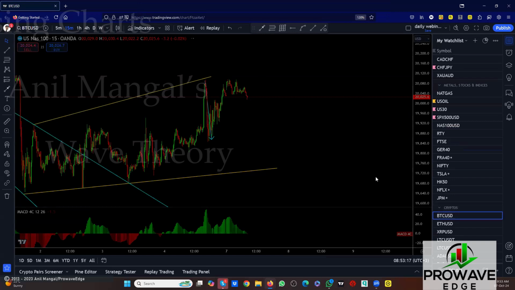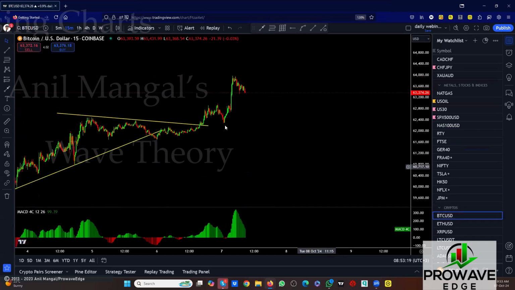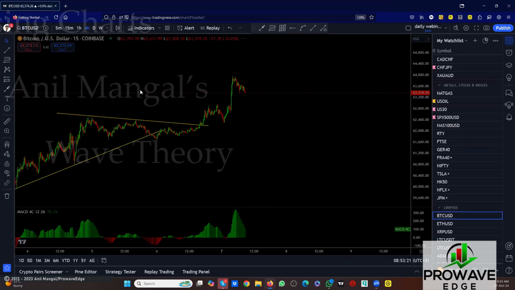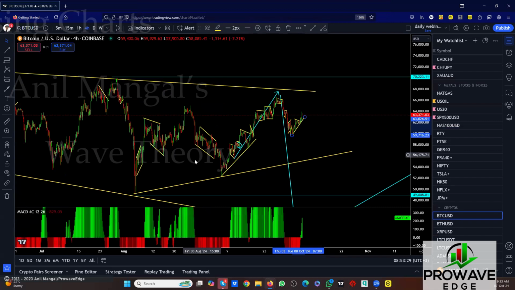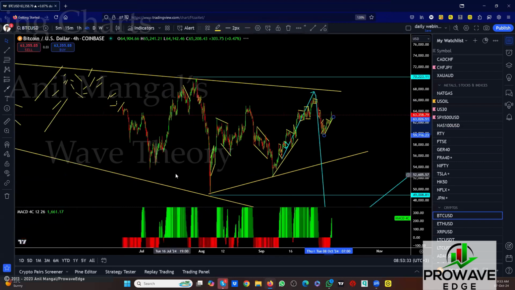Let's see, Bitcoin. Bitcoin went up a little more. Let's go to the 4 hours. So we're correcting this one here. I think we're correcting it. We're still in this correction here. This is the sharp move down, so that is more of a correction.